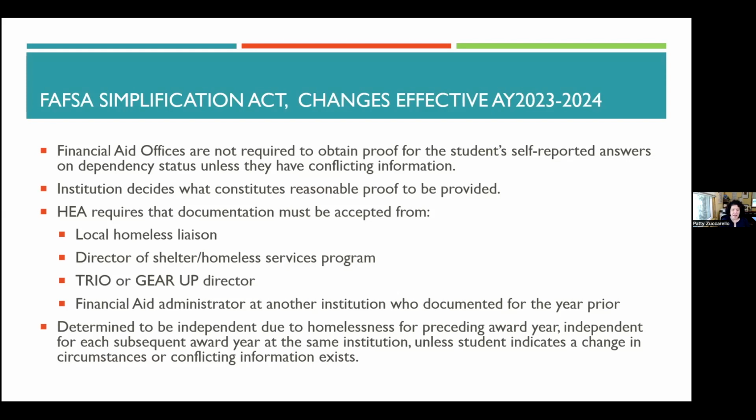Also connected to that is that the financial aid administrator at another institution who made that determination on that student being homeless or being independent, that can now carry over to the next institution. So the financial aid administrator can use that documentation from the year prior instead of having to start the whirligig all over again.